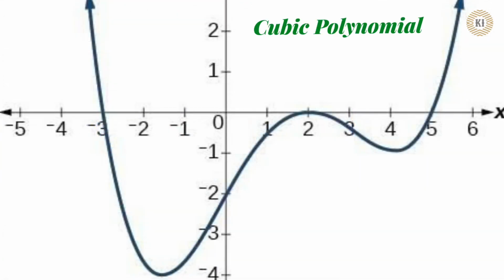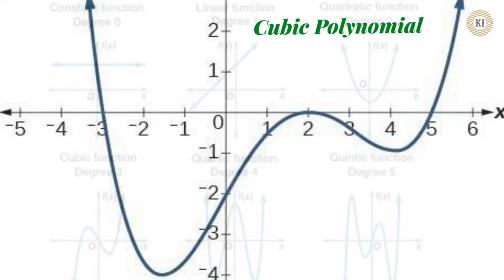Similarly, the next example as you can see on screen is a cubic polynomial. This cubic polynomial is cutting the x-axis at 3 points: -3, 2 and 5. Okay, so these 3 will be the zeros of this cubic polynomial.